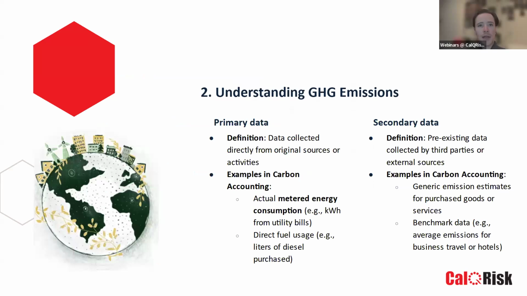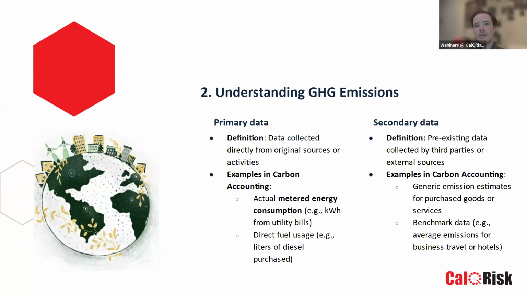Obviously, in an ideal world, everything would be primary data. In reality, that's not completely practical because, as we mentioned, you have less control over your scope 3 emissions. So if some of your suppliers don't yet engage in carbon accounting, or maybe they don't have the facilities to share accurate data with you, you'll have to resort to secondary data.